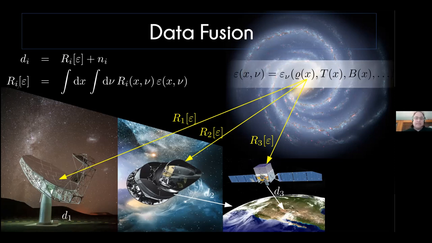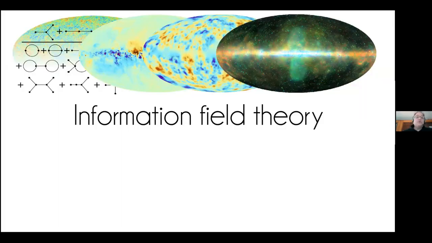This makes clear that we have a problem if we want to go from the data to the emissivities, because the emissivities are fields, quantities that depend on a continuous coordinate, whereas the data is discrete. We have a finite set of numbers measured. So the problem is to infer an infinite number of numbers from a finite one. And that is ill-posed, so we have to fold in other information. I would argue the ideal way to do that is via information field theory.